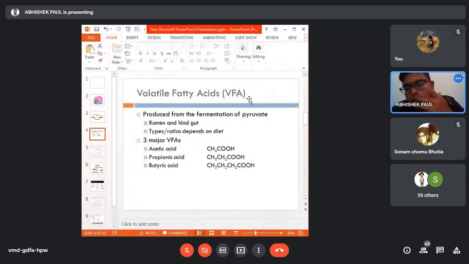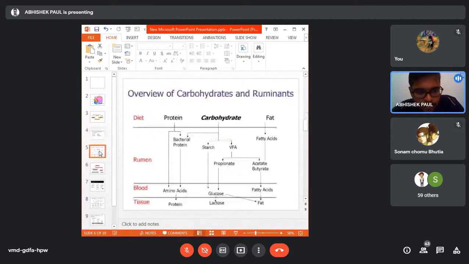Now we will discuss the function of acetic acid, propionic acid, and butyric acid, and how each helps the animal. This is the overview of carbohydrate in ruminants. Forget the protein and fat for now, and concentrate only on the carbohydrate portion.